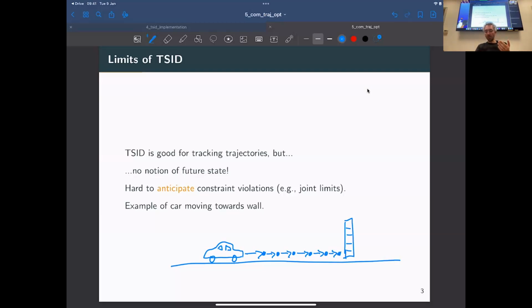Because at this point, if I am a couple of centimeters from the wall and I'm running at 50 kilometers per hour, there is no way my brakes are sufficiently strong to stop me. And so at that point, I'm going to hit the wall no matter what I do. And with TSID, you have this problem, and it's very hard to work around it.